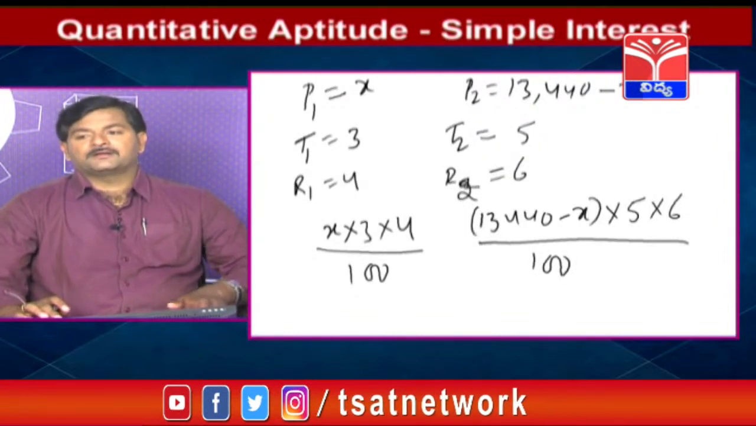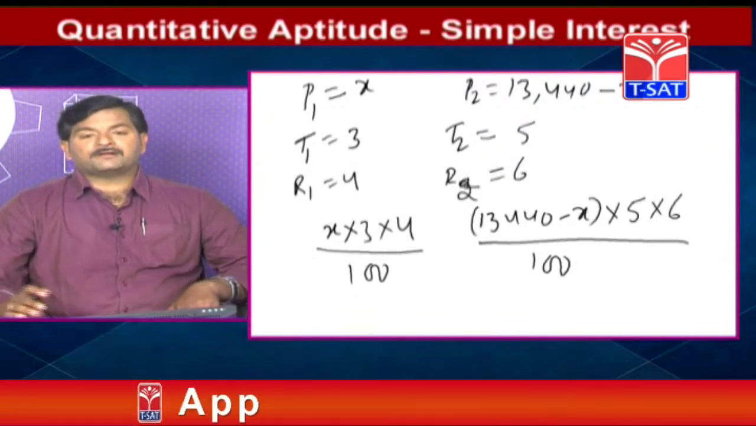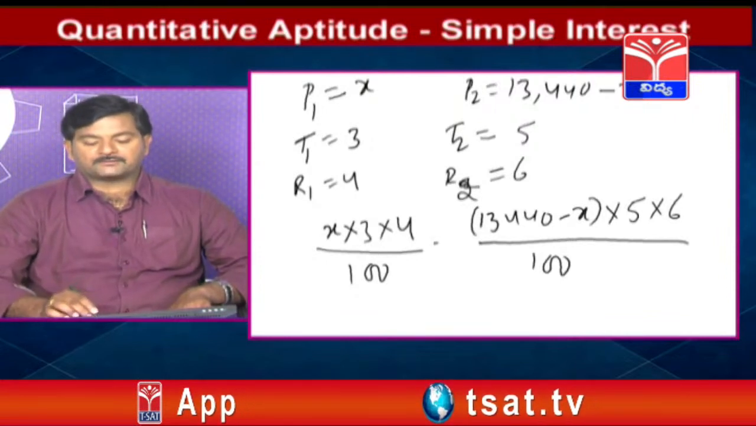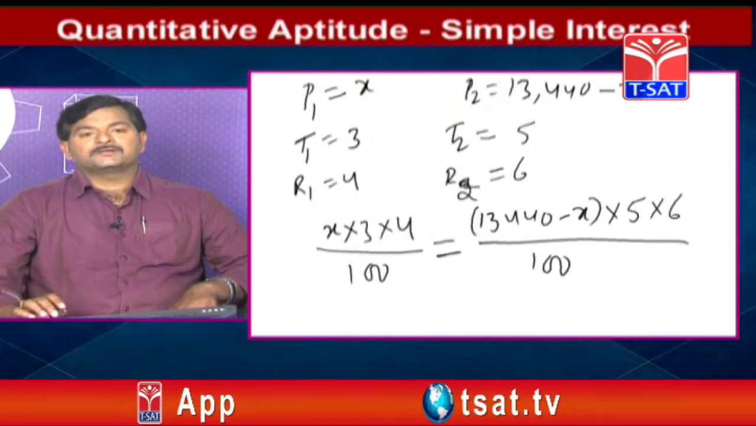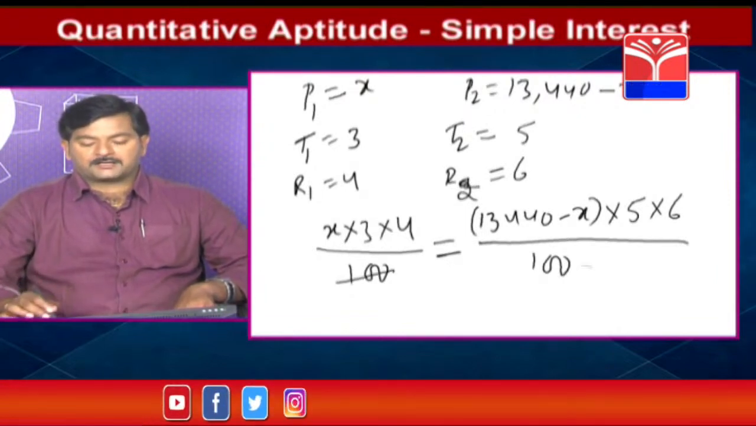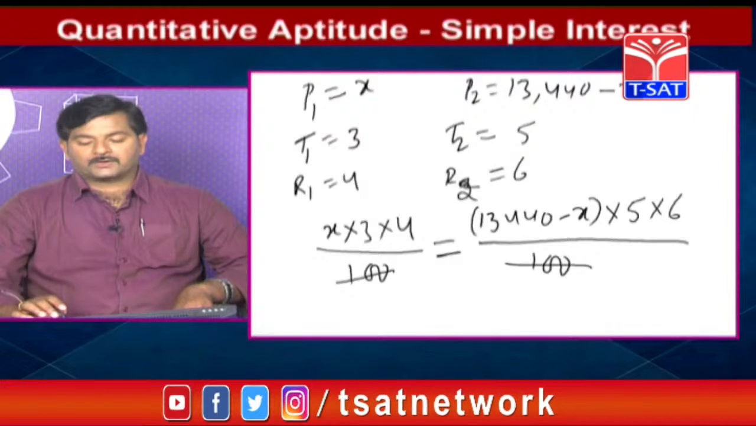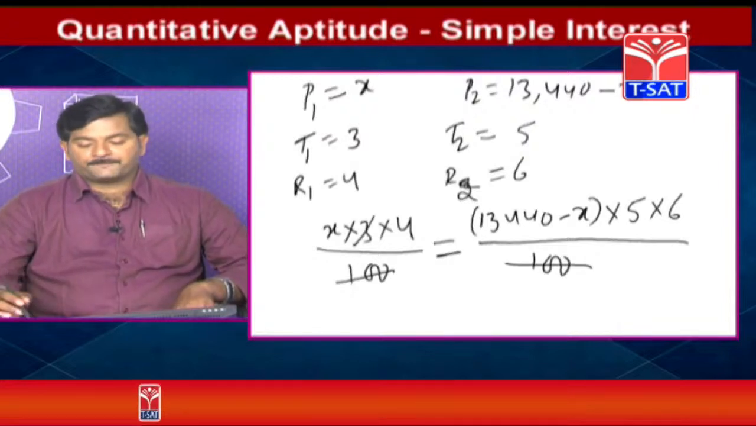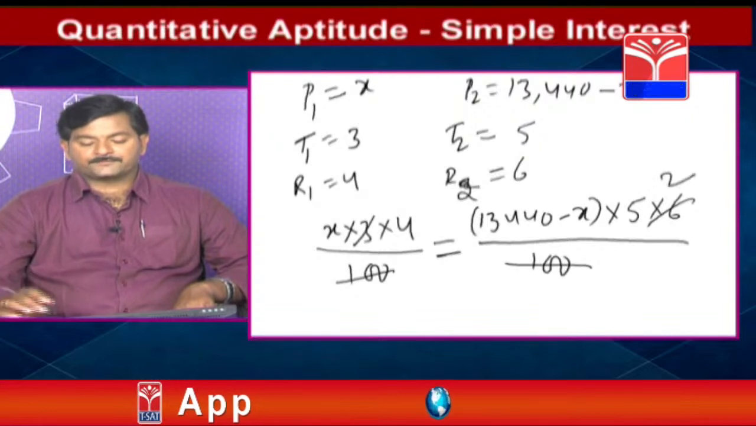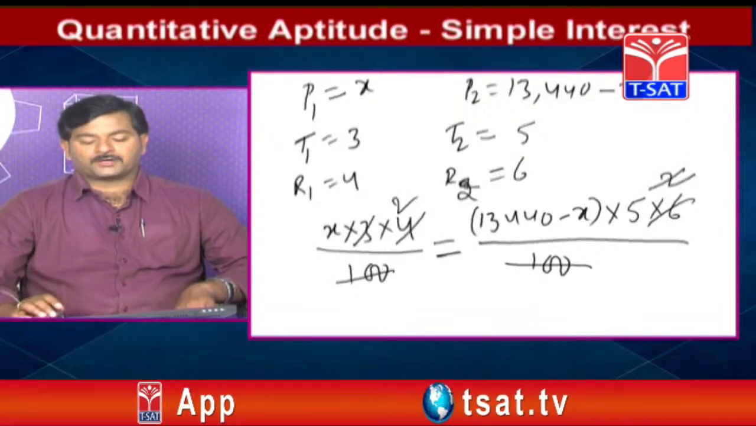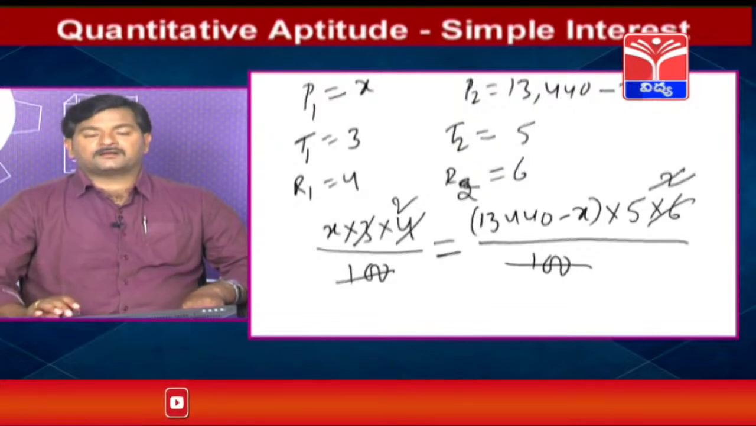But he only given, so what he given? The interest obtained in both the cases are same. That's why equating both. I hope you understood this. So if I am equating both, then 100 can be cancelled. Okay. So here 3 ones are 3, 3 twos are 6, 2 ones are 2, 2 twos are 4.